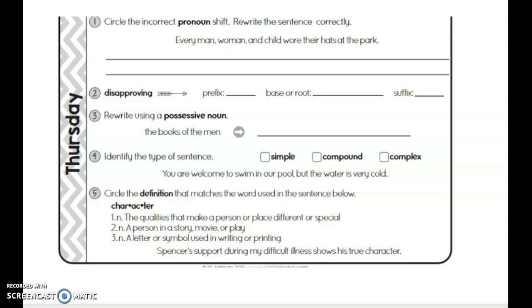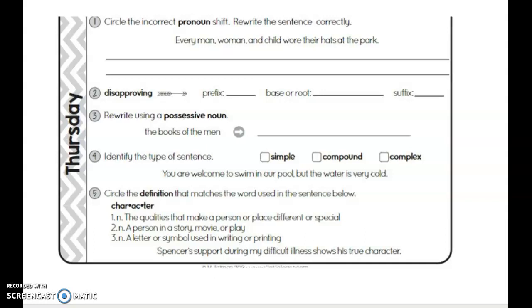Let's look at our Thursday daily language review helpful hints. All right, so incorrect pronoun shift. Pronoun shifts are talking about our subject and then the pronoun. Obviously, that is talking or relating to that. So that could be by numbers or that could be by people.